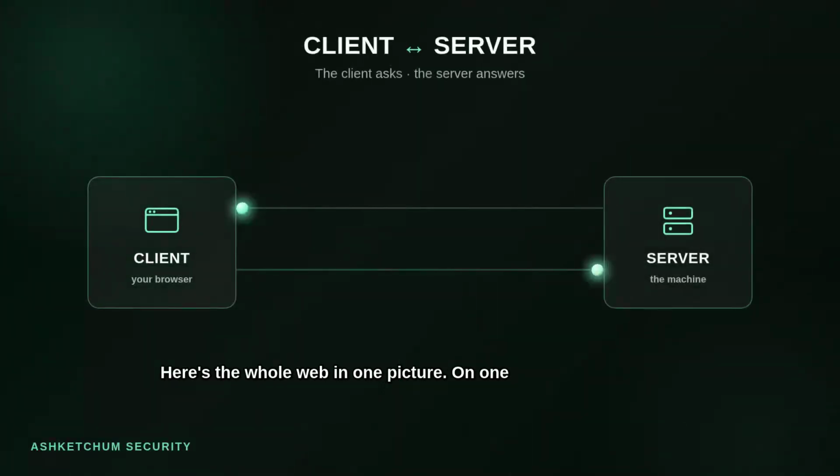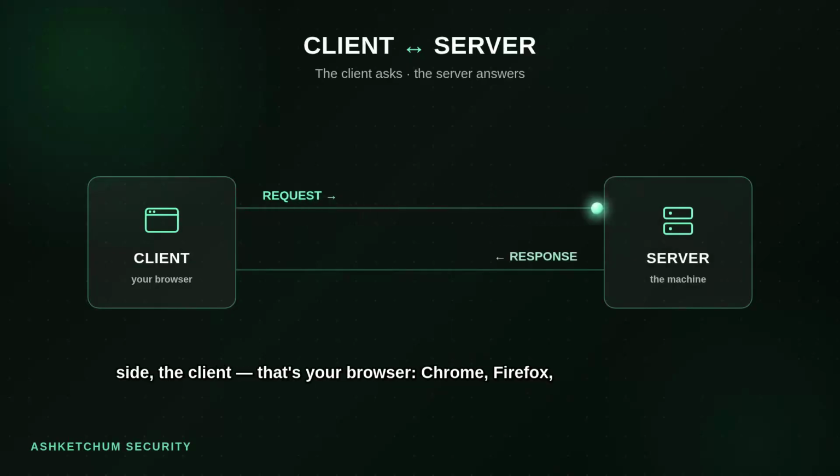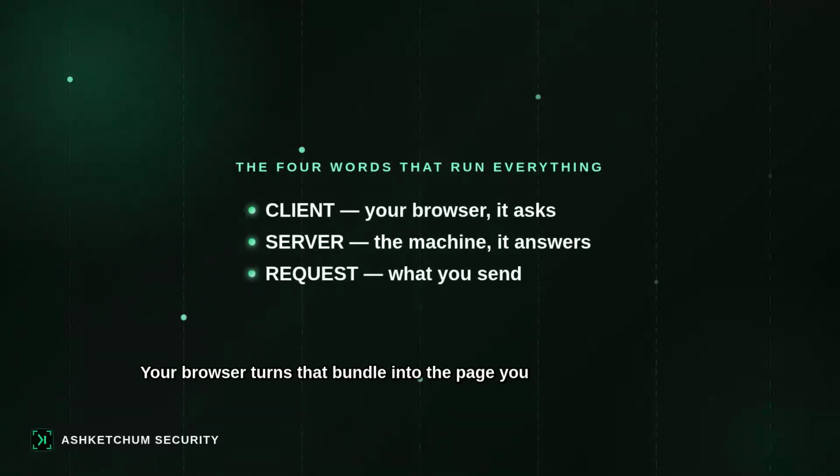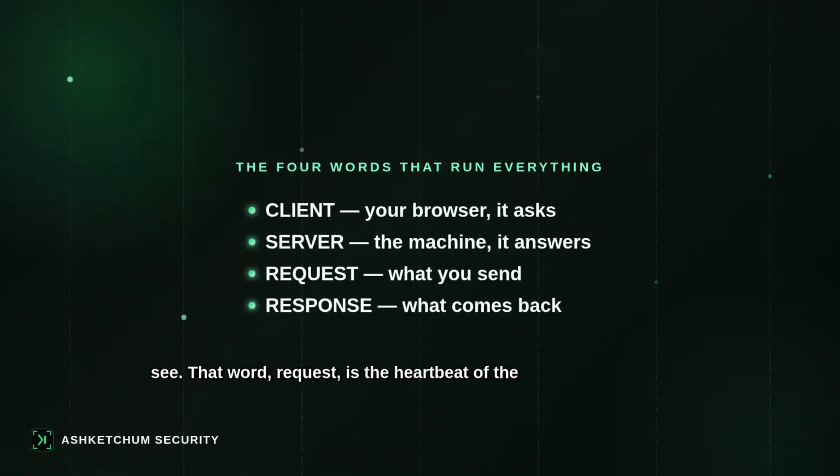Here's the whole web in one picture. On one side, the client, that's your browser, Chrome, Firefox, Safari. On the other side, the server, a computer somewhere in the world whose entire job is to wait for requests and send back responses. The client asks, the server answers. When you open a website, your browser sends a request. The server receives it, does some work, and sends back a response, usually a bundle of HTML, CSS, and JavaScript. Your browser turns that bundle into the page you see.